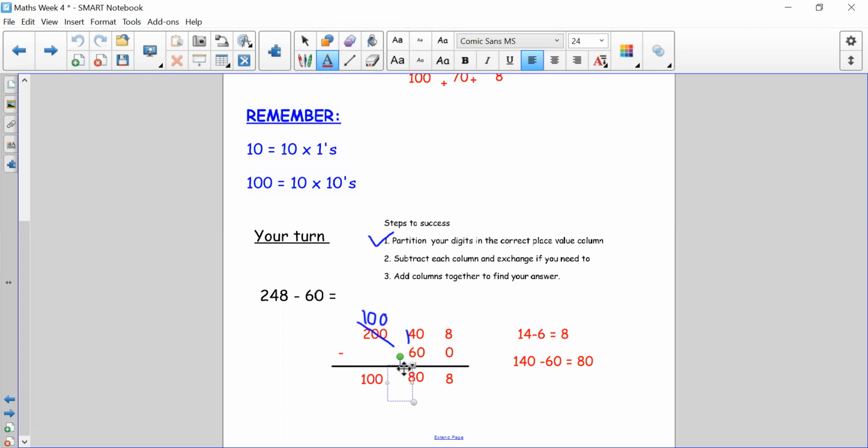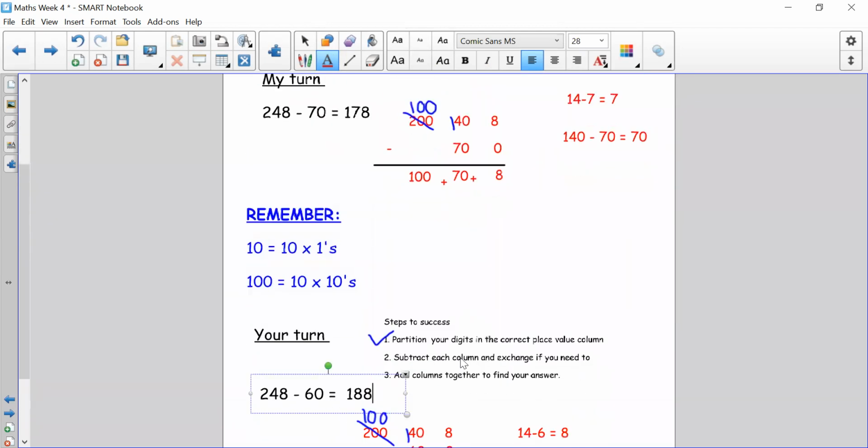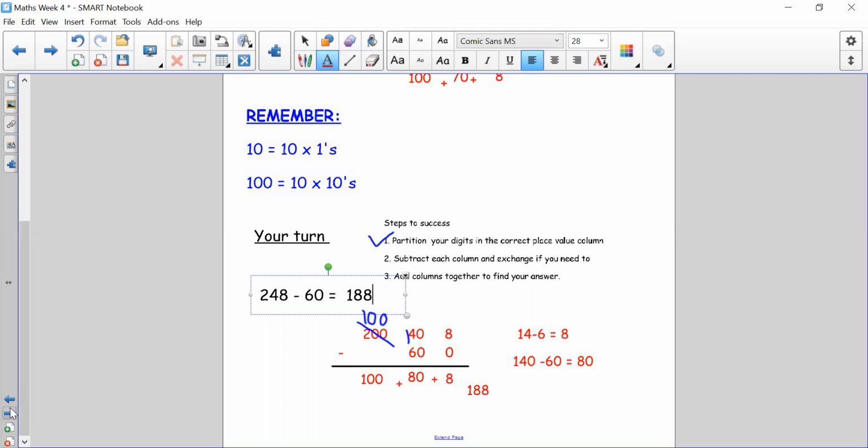Okay, and our last step is we need to recombine these numbers because we can't leave them as 180 and 8. So 180 plus 8 is 188. So our answer to 248, take away 60 is 188. I hope you've got that. If you haven't, pause the video, go back over your steps and work very carefully.